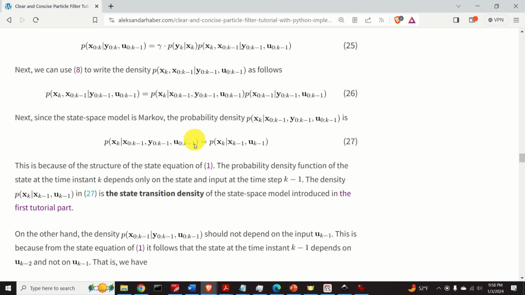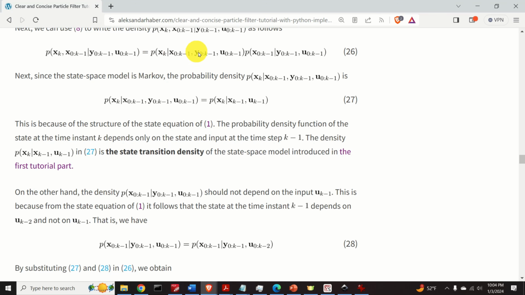This density over here is actually the state transition density of the state space model introduced in the first tutorial part. And this is very important to keep in mind. This is the state transition density of the state equation. We simplified this density by using this equation. Next, let's simplify this density.